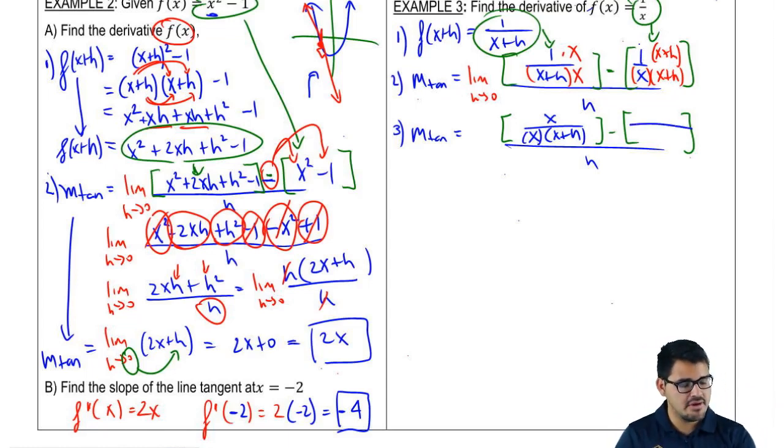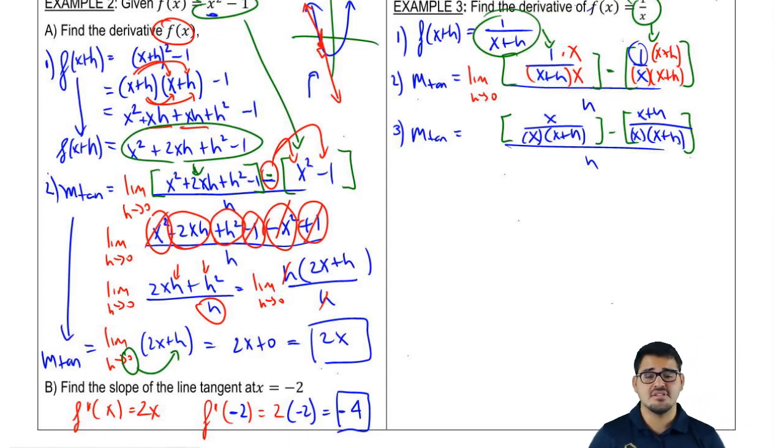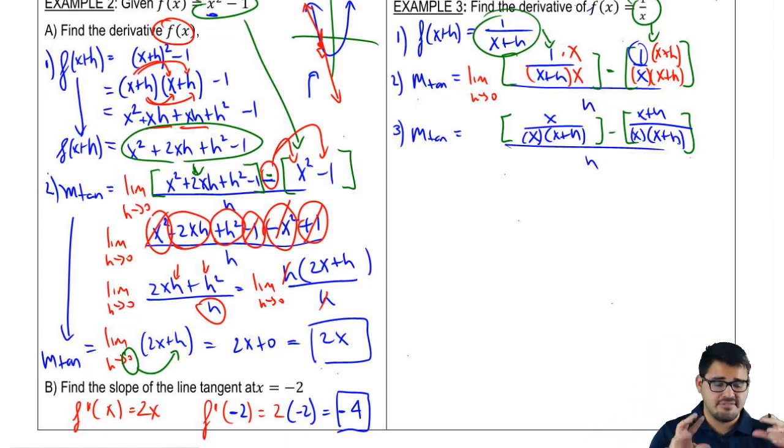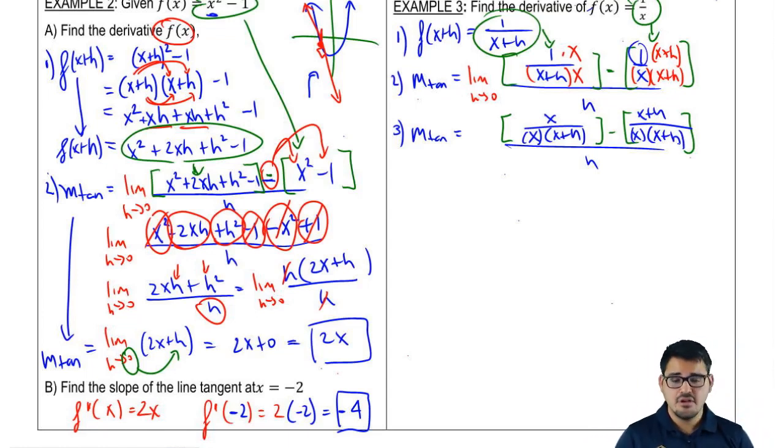And then here I have 1 times x plus h, which is just going to be x plus h. Then I'm going to have x on the bottom times x plus h. So now I have the same denominator, and I've fixed my tops, I've simplified my tops, so now I'm ready to just combine. And by combining this one, I just mean subtract these two fractions.